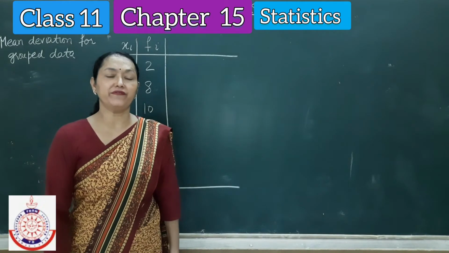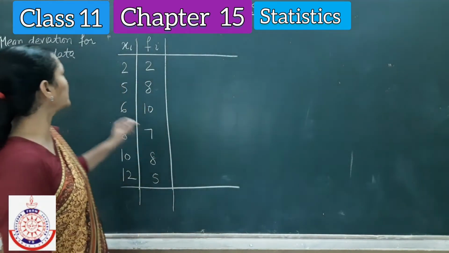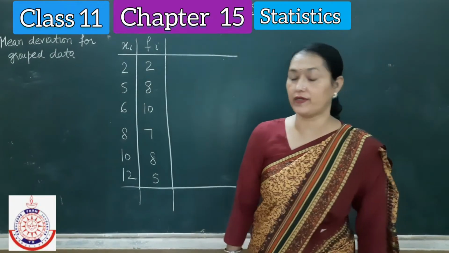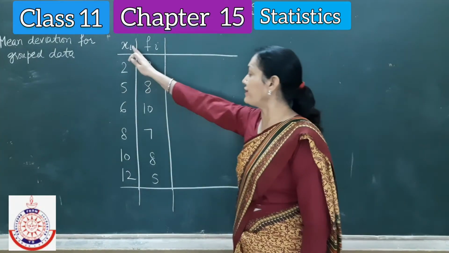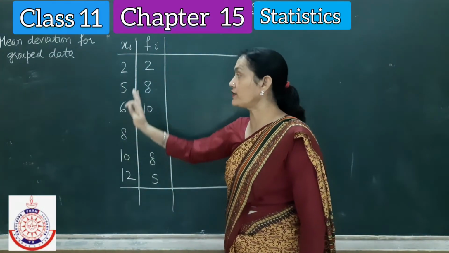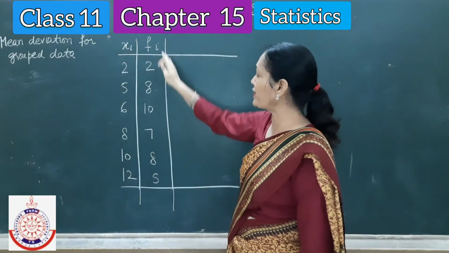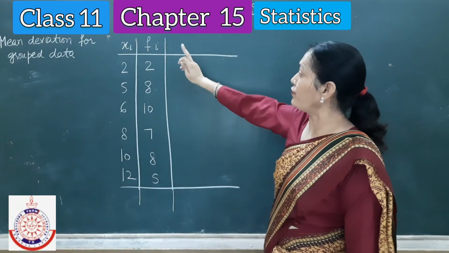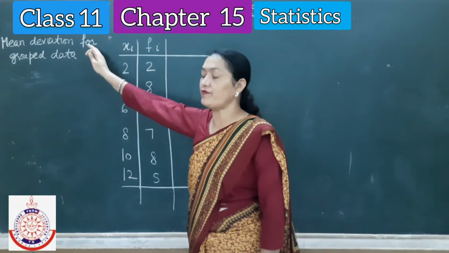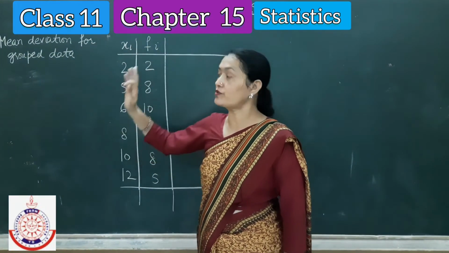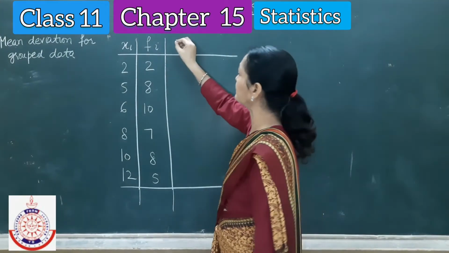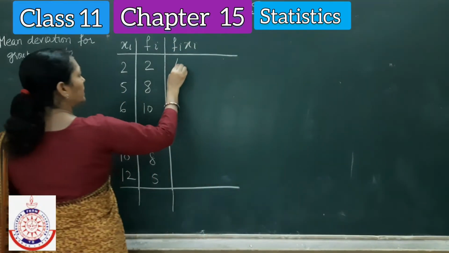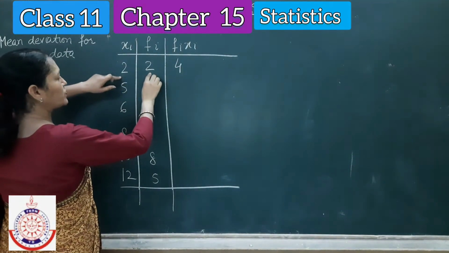Next example I have taken, where we will be learning how to calculate mean deviation in case the data is grouped one. Grouped data is given. I have taken different values of xi, and for each value of xi, corresponding values of frequency are also given. As we know that for mean deviation, we need to calculate mean. So first step is fi xi. Multiply each xi with corresponding fi.